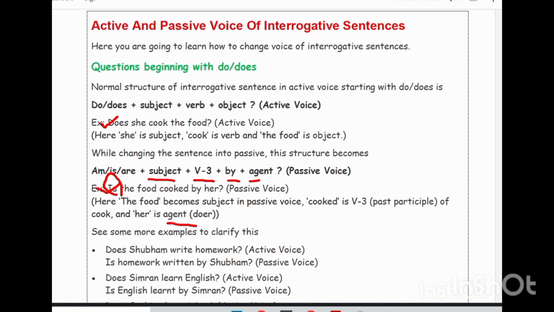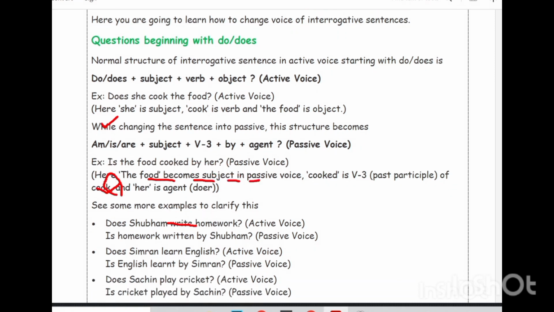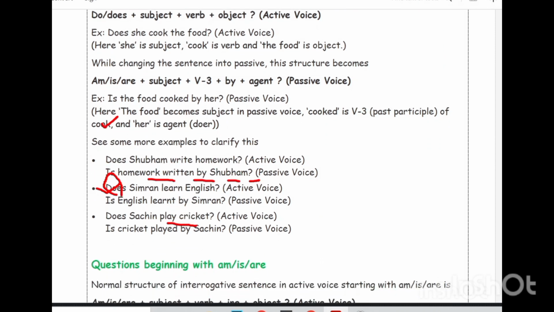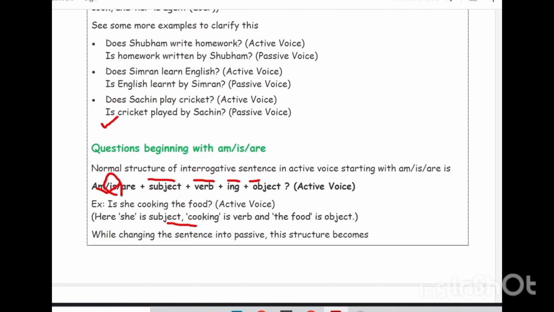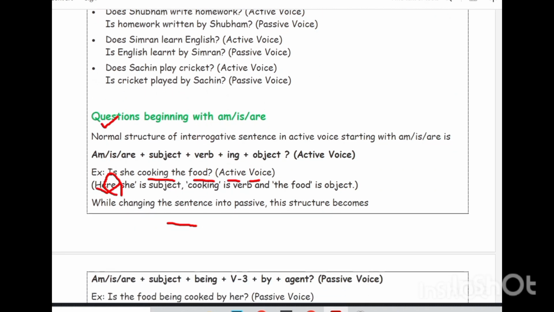Now see some more examples to clarify. So you will read these examples. I will show you the screen. You have to read with me. Next is questions beginning with am, is, and are. How will we do it when the questions begin with is, am, are?